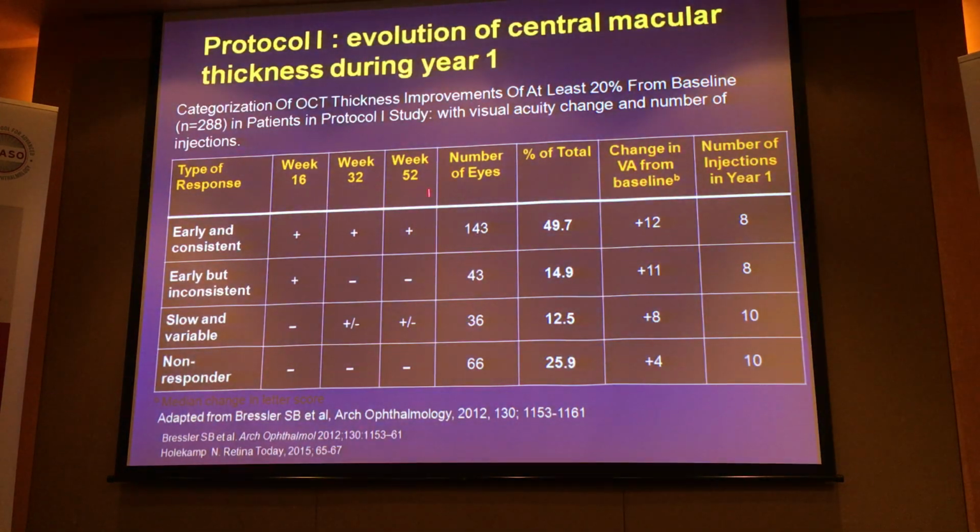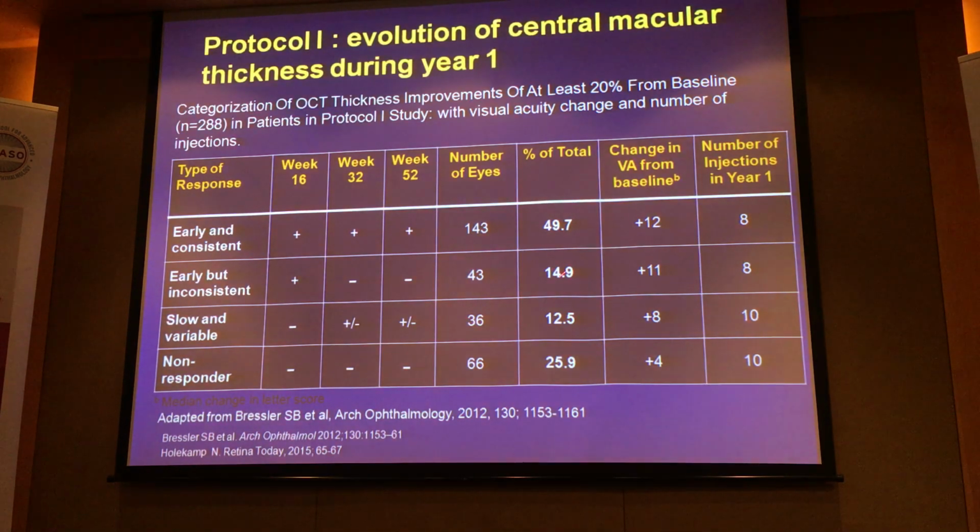Basically, they had patients who did not respond uniformly. That's normal, right? You'll see that 50% had early and consistent response. You treat, macula dries very rapidly, stays dry. And then they had the other extreme, 26% did not show any response over 52 weeks. What they term non-responder. Right? So remember that, 26% in protocol I.